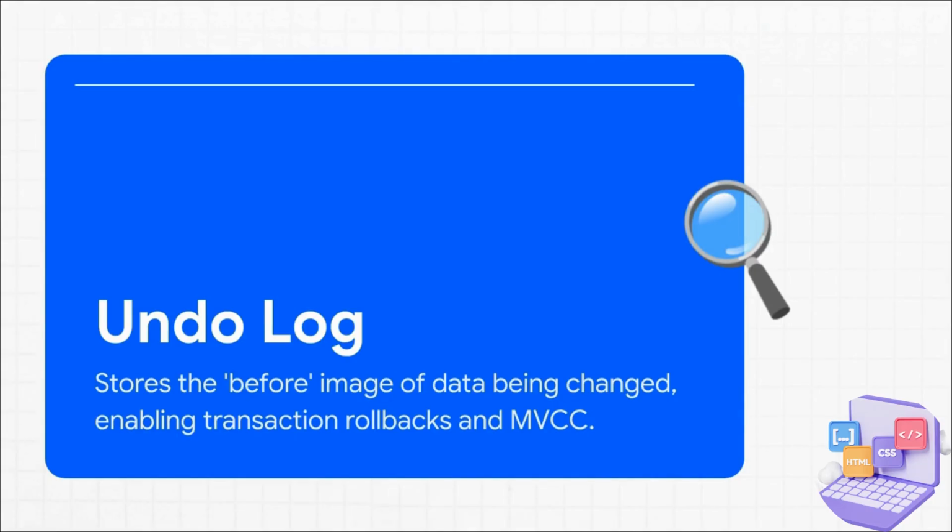And then you've got its partner in crime, the undo log. This log does the opposite. It stores the before picture of any data that's being changed. And it does two absolutely vital jobs. First, if you decide to roll back your transaction, the undo log has the original data to put everything back. Second, it's the key to MVCC, allowing other transactions to see a consistent snapshot of the database without being blocked.